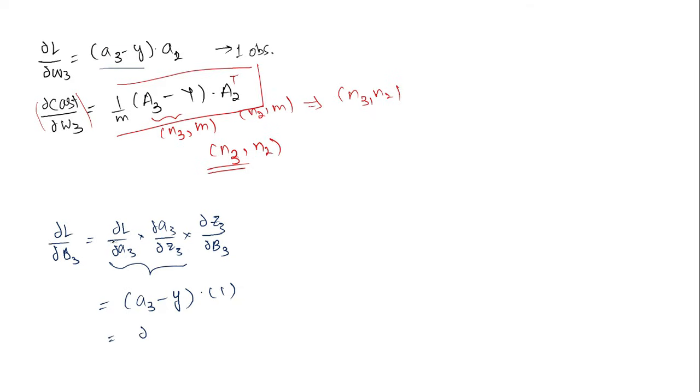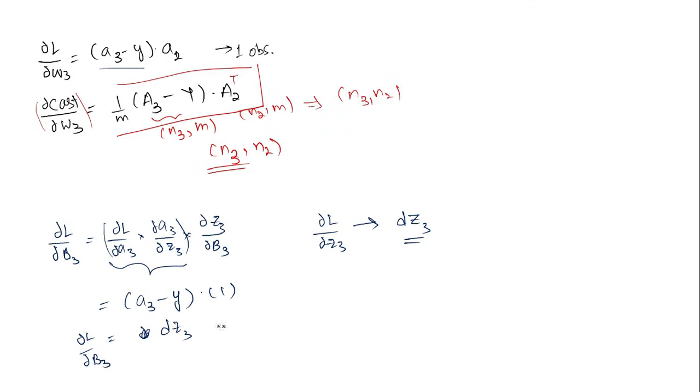Now we can also write this multiplication in the form of del L by del z3, and for simplicity we can represent it as dz3. So this will be easier to represent in the other equations as well. So we can just represent the del L by del b3 with dz3.